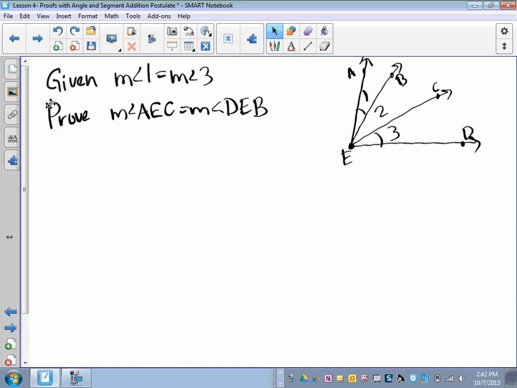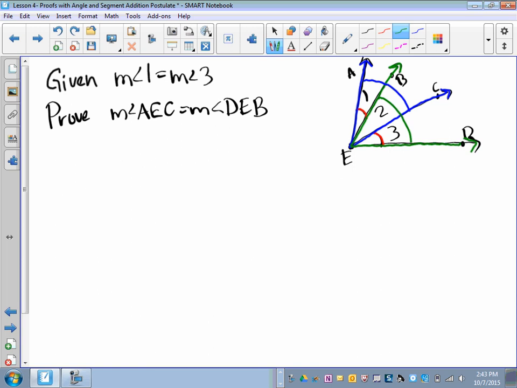They give us this diagram here, and they tell us that the measure of angle 1 is equal to the measure of angle 3. And they want us to prove that the measure of angle AEC is equal to the measure of angle DEE. They want us to show that this measure is equal to this measure.